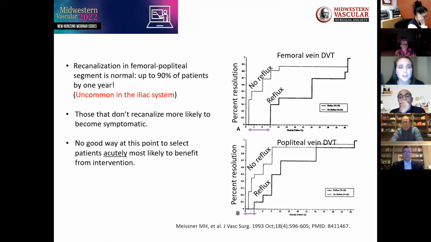So we know that in general, recanalization in the femoral popliteal segment is normal. Up to 90% of patients have this happen by 1 year. That's not the case in the iliac system. We know that those who don't recanalize or take a long time to recanalize, as you can see from this data from Dr. Meisner's group, are the ones that are more likely to become symptomatic. But there's really no good way. We don't have a crystal ball at this point in time to select that minority of patients who are acutely going to benefit from an intervention. And this represents a major gap in our clinical knowledge.